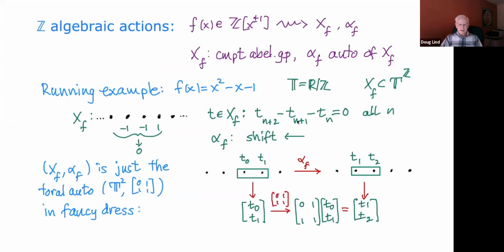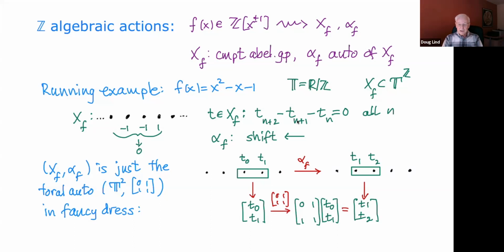And we'll start with a very simple example. I'm going to take any polynomial f of x, a Laurent polynomial, in a single variable, and I'll cook up a compact abelian group X_f and an automorphism of that group, alpha_f. So we'll start with a circle group, R mod Z, and we'll look at this gigantic infinite dimensional torus, T to the Z, and we will define a subgroup X_f of T to the Z using f.